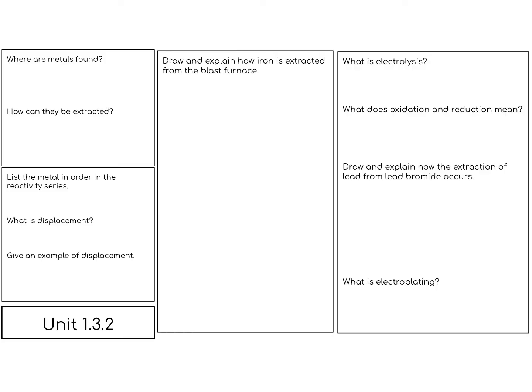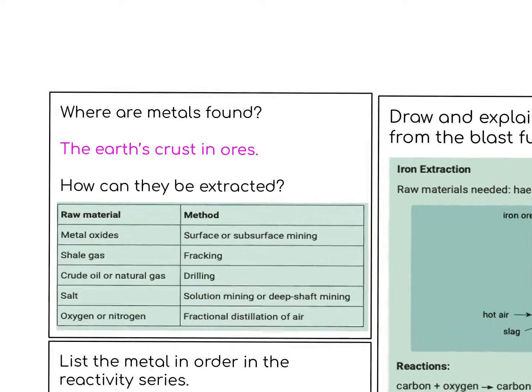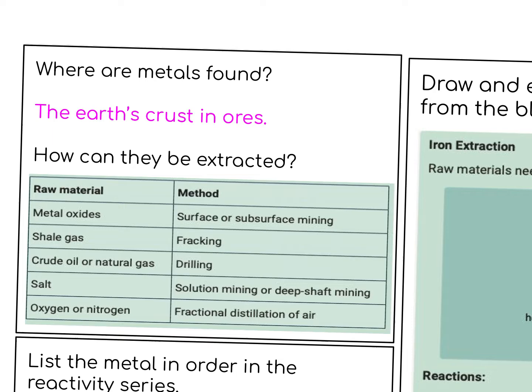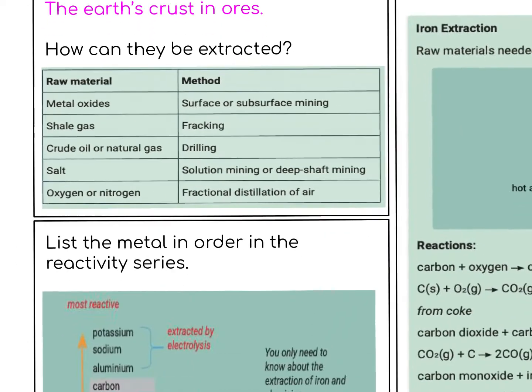This then is the second part of 1.3.2, looking at other parts of extracting elements from our Earth. So, where are metals found? They're found in the Earth's crust in ores, and there are loads of different ways that we can extract them. So if it's crude oil, we can drill for it. If it's oxygen or nitrogen, we fractionally distill the air. Metal oxide, surface or subsurface mining. So there are all different ways that they can be extracted.